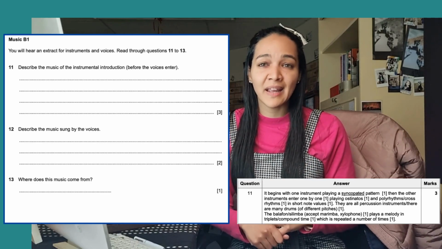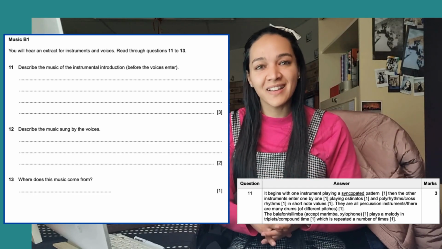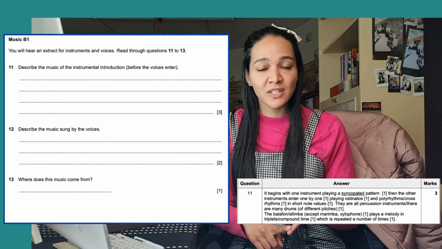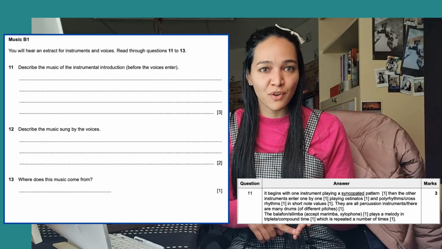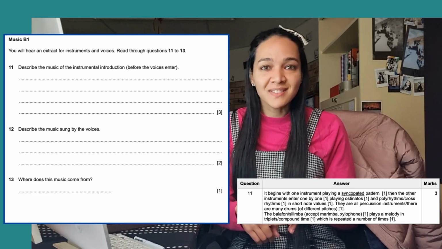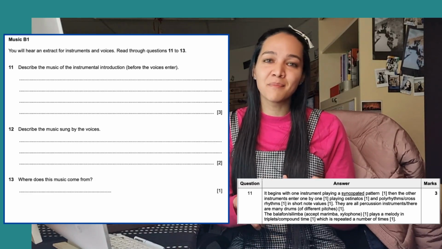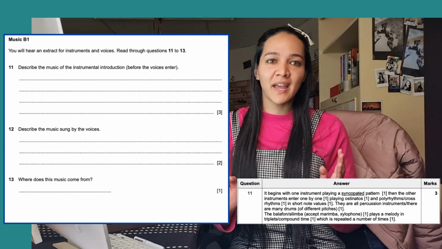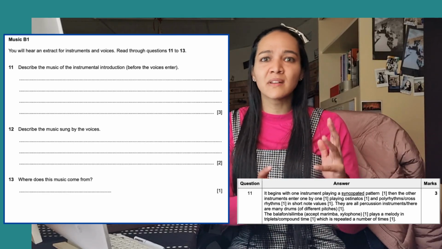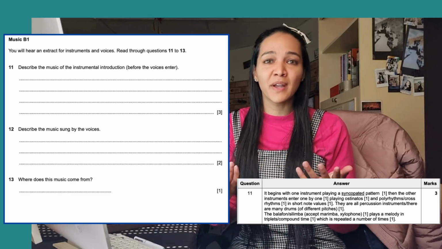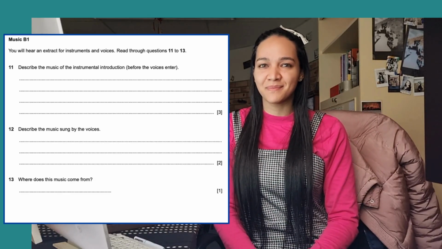I will definitely go ahead and put down the important stuff like the syncopated pattern by the initial instrument, the layering of instruments afterwards, the percussion that comes in there, and the polyrhythms. But anything else that you want to add, or anything that you would put down differently from this list, go ahead and do so and you will get your 3 marks there. So there we have it.